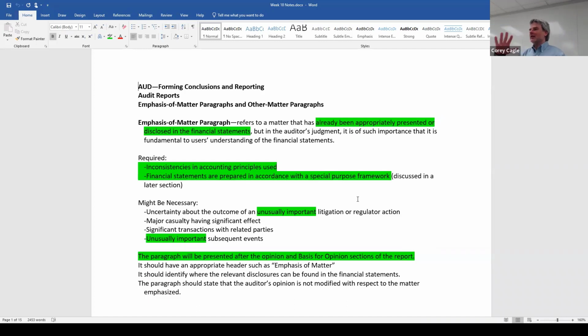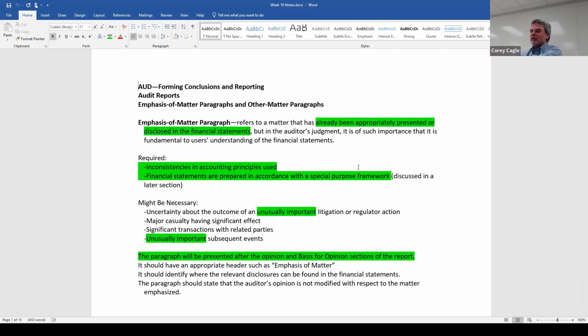And as you'll notice through all these sections that come later, there'll be a lot of, in this case, we would have an emphasis of matter paragraph or another matter paragraph. So they keep repeating this stuff again, because we've got a section on consistency of the financial statements, and it says the whole thing about emphasis of matter again. So we'll dig a little deeper here in a minute on that.